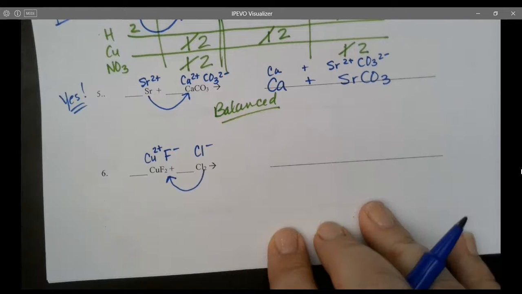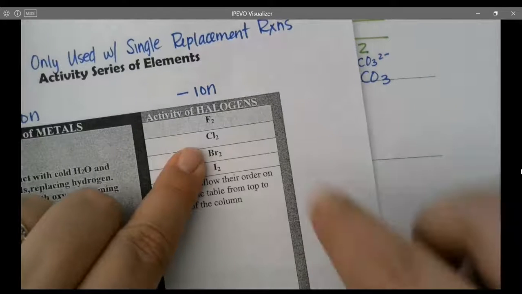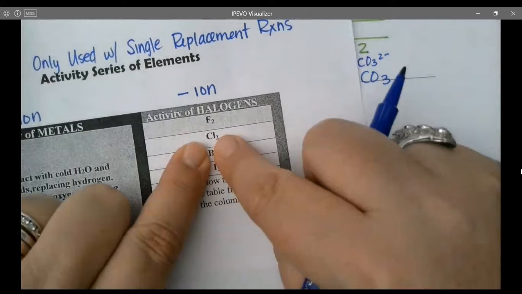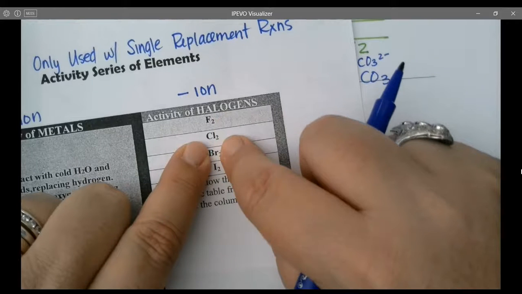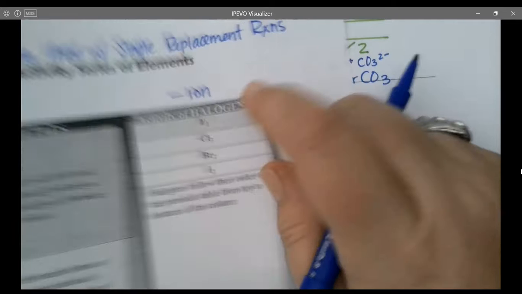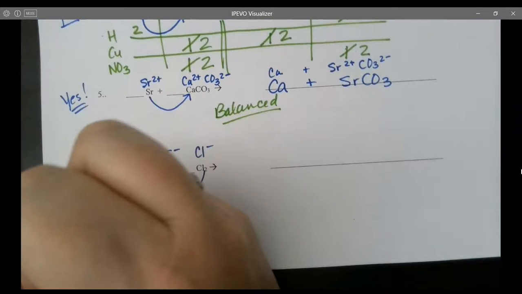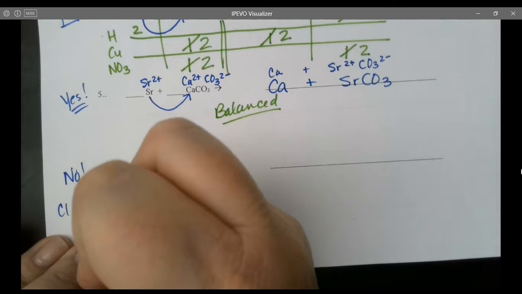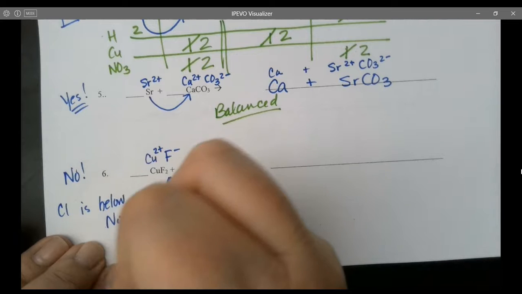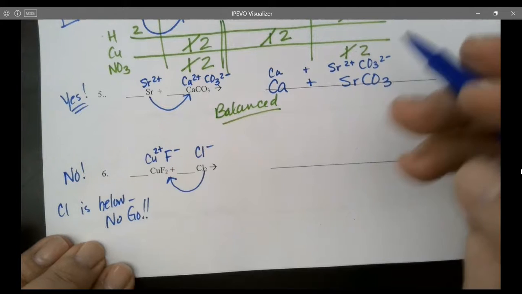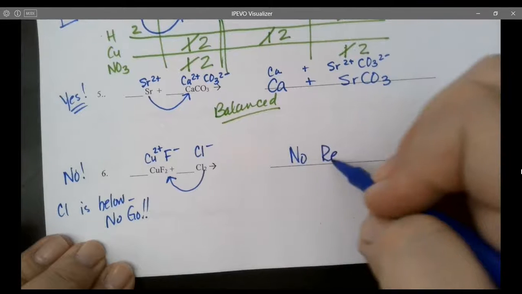So I'm going to grab my activity series. I'm going to go right here and I'm going to say, hey, chlorine's my single. It's trying to kick fluorine out, but chlorine is below fluorine. So this is a no. Cl is below. No go. Okay, so this is a no reaction.